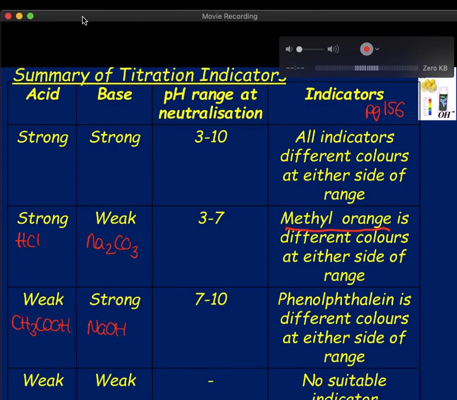And we also do a version where we do HCl versus NaOH. And when we do that, we do use methyl orange as our indicator, is our choice here. And that is the end of titration curves.